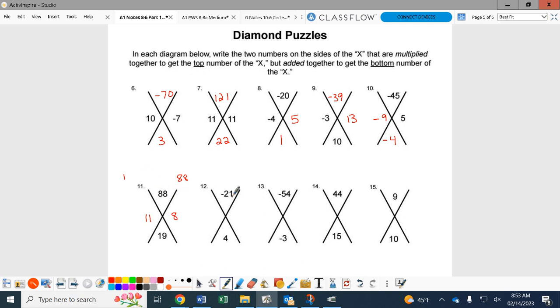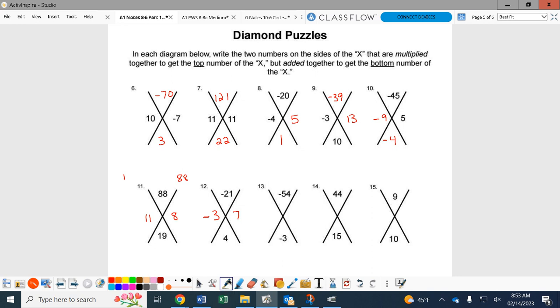Okay. For negative 21 and 4, before we do anything, one of the numbers has to be negative, one of them has to be positive. It's the only way you get a negative on the top. What two numbers are 4 apart that multiply to give you 21? 3 and 7. Okay? And since the bigger number has to be positive, how do you know that? Because the bottom number is positive. It would be negative 3 and positive 7.